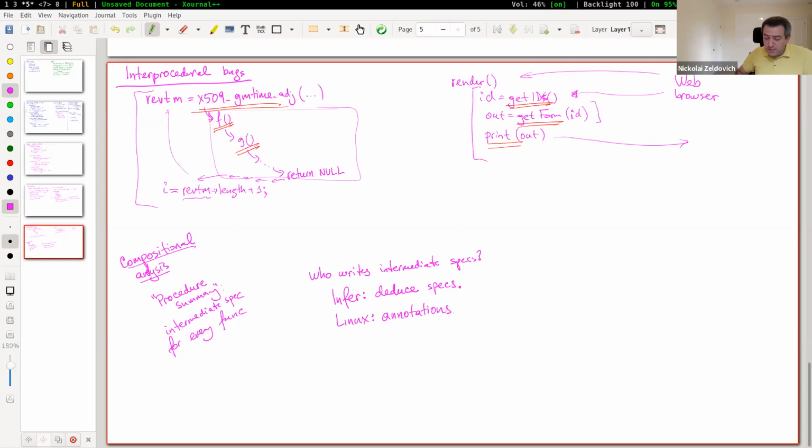And then once you have these intermediate specs, then you can actually get very nice properties because you can parallelize your analyses one function at a time. You can run them on one function instead of the whole code base, make it incremental, and generally scale it to large systems.